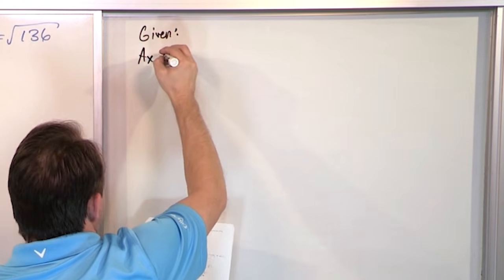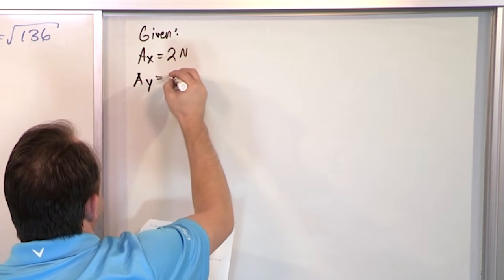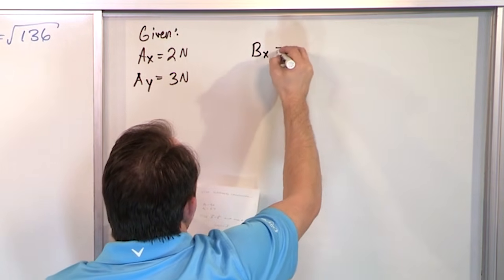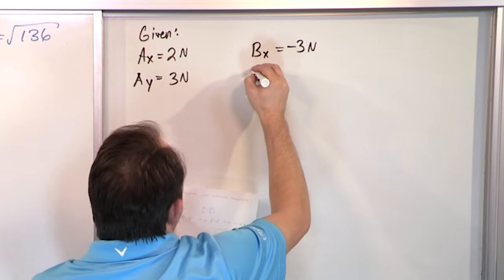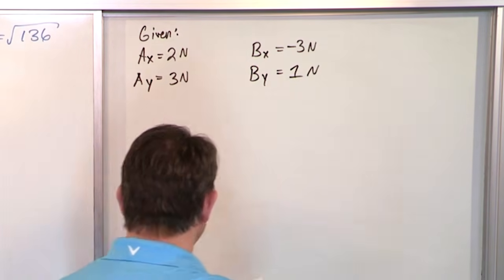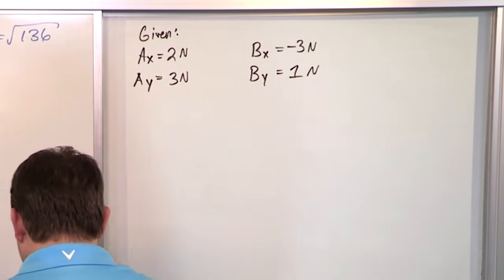The x component of vector A is 2 newtons. The y component of vector A is 3 newtons. I'm also going to give you that the x component of vector B is negative 3 newtons, and the y component of vector B is 1 newton. Okay? So what I want to do in this problem is draw everything to get a good feel for it.